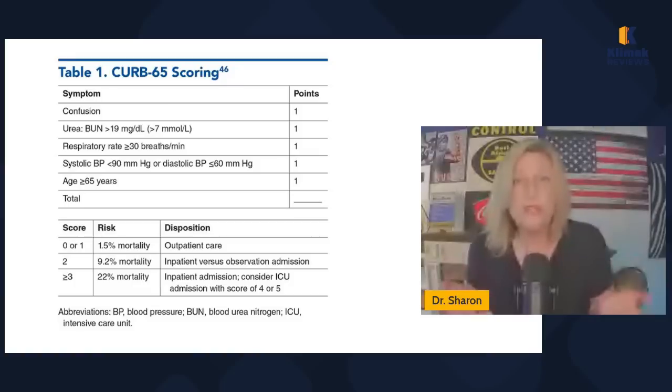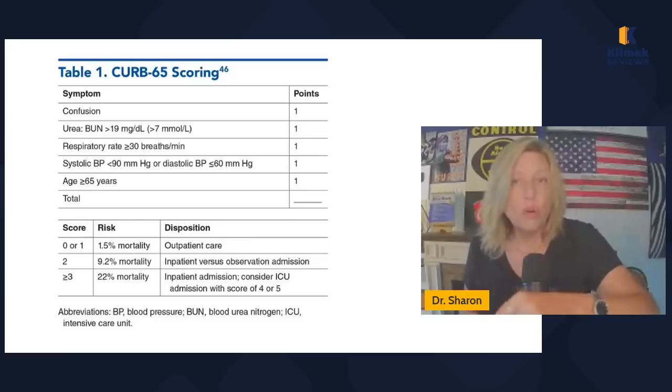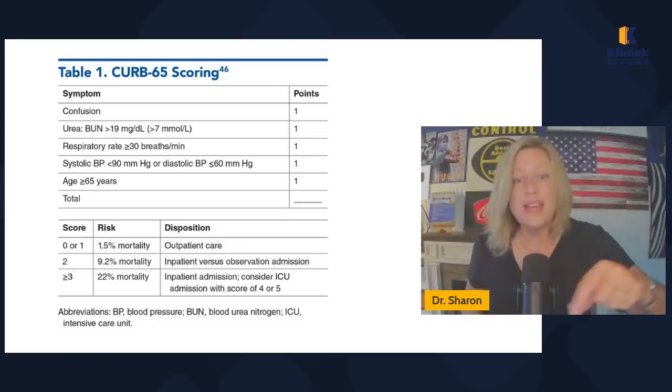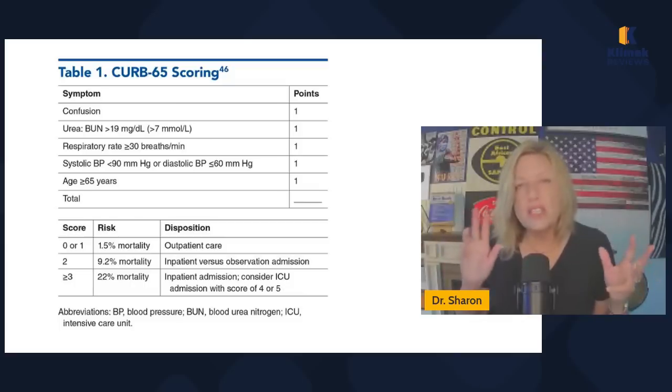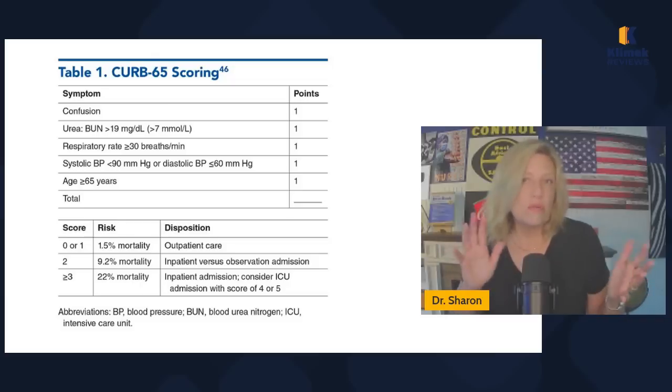And so if they're confused and older, they're going to be hospitalized. If they're confused and older and they're dehydrated, that's a 3. They're going to end up in the ICU. So what I'm telling you is just think conceptually about these things, okay? And so that's what you're going to see.